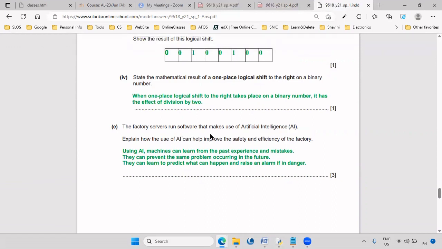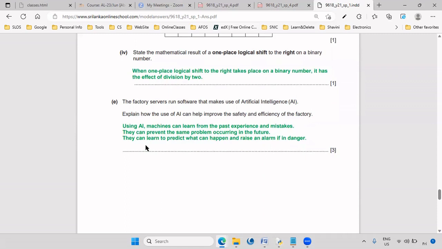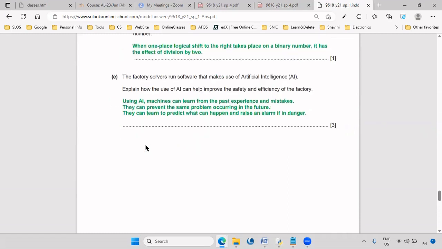Factory servers run software that makes use of artificial intelligence. Explain how the use of AI can help improve the safety and efficiency of the factory. Using AI, machines can learn from past experience and mistakes. They can prevent the same problem occurring in the future. They can learn to predict what can happen and raise an alarm if in danger.